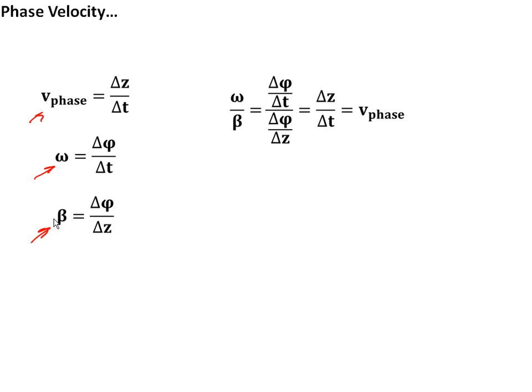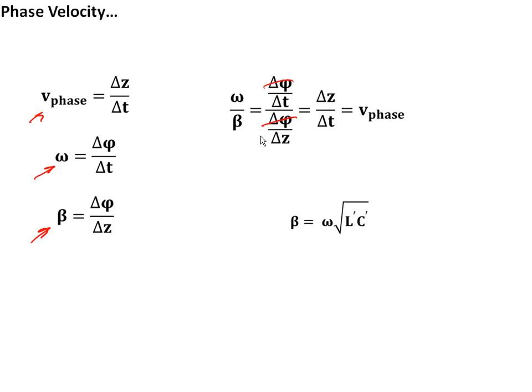With these definitions, which come from a basic understanding of waves, we can do the following algebra. We basically just take omega divided by beta. We see these phase terms are going to cancel out, and then we simply flip over the time, and we find that omega divided by beta is the phase velocity.